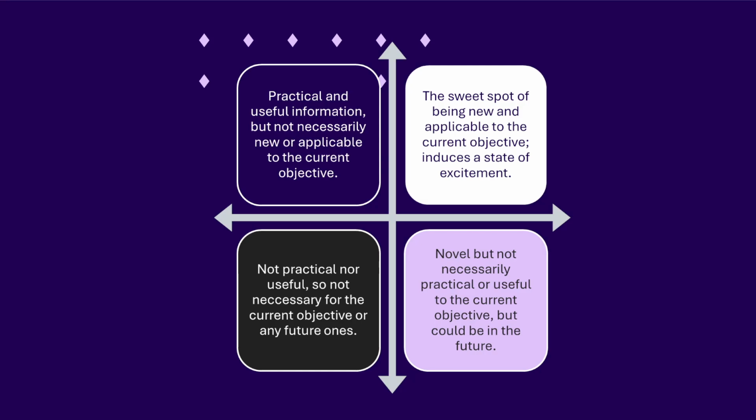Then our sweet spot, or the best, is the white matrix in the upper right-hand corner, where it says the sweet spot of being new and applicable to the current objective, it induces a state of excitement. So when I think about the definition of ethical leadership, I think it's practical, I think it's useful, it's not necessarily new, and I wouldn't go so far as to say it's something that induces a state of excitement. But with this in mind, let's go ahead and switch to the type matrix and see what card is recommended.